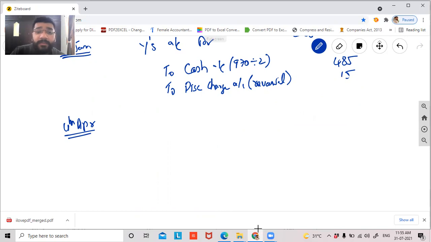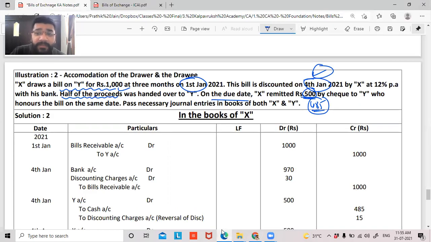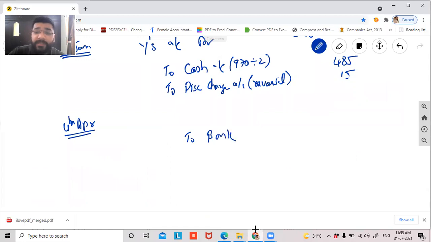So guys, on that date, from X, money is going out. To the bank, X is remitting this amount through check, guys, through check. How much money is he giving? He's giving 500 rupees. And to that extent, Y's account is getting settled. So Y's account debit 500, to bank 500.